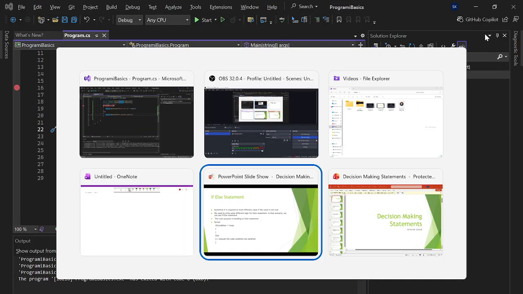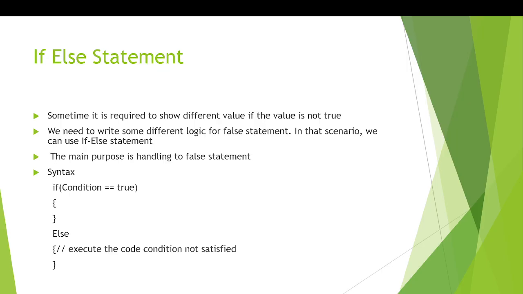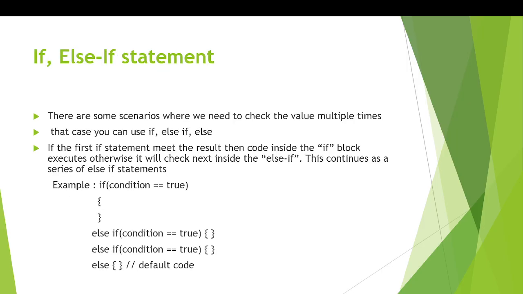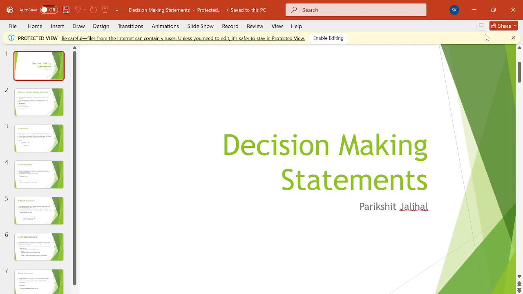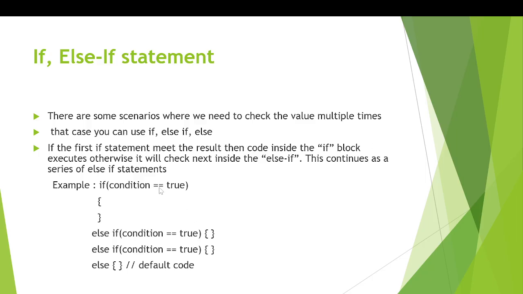Apart from if else, in some cases we need to handle multiple scenarios. If there are scenarios where we need to check the values multiple times, in this case we need to go with the if, else if decision making statement. How will it be used? Let's have a look. By the way, this is the syntax: your if condition will be evaluated, or else if it will evaluate another condition. By default, the code may execute your else part when no condition has been satisfied.